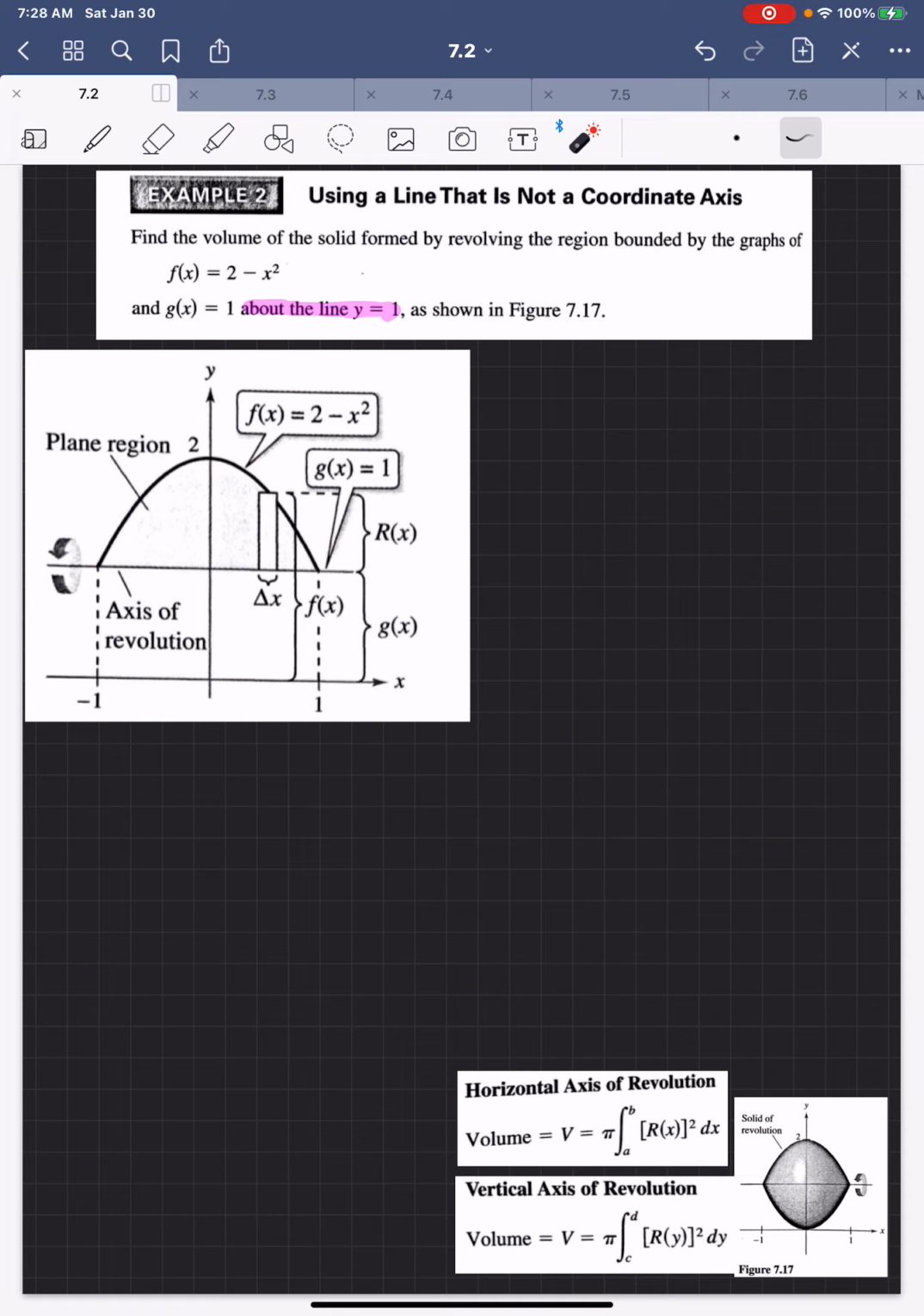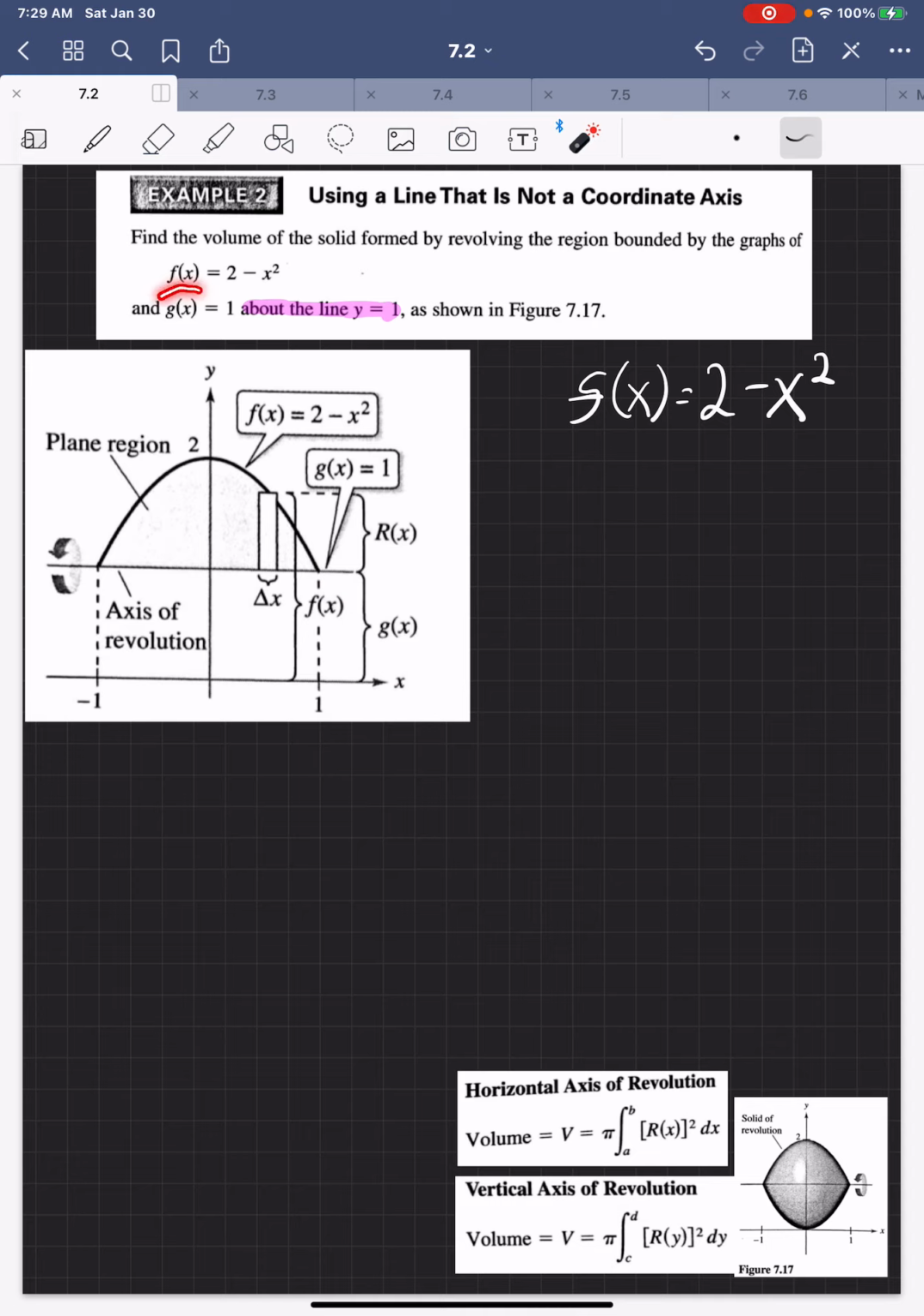And notice, I'm going to write some information here. I'm taking notes. So this is f of x is equal to 2 minus x squared. Now, obviously this parabola continues onward, so we have to bound that if we want to be able to find a volume.